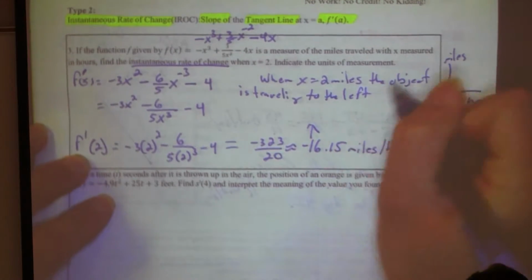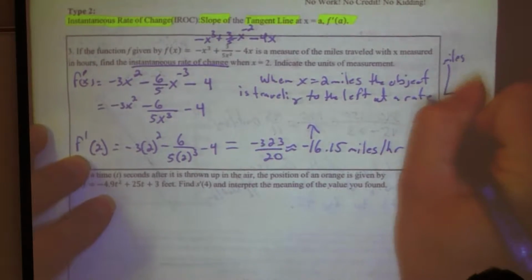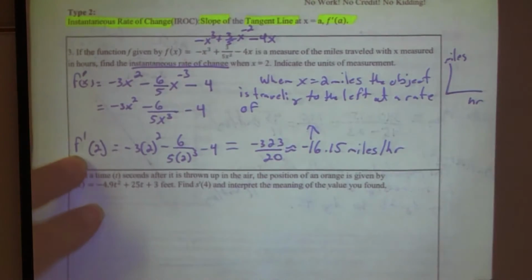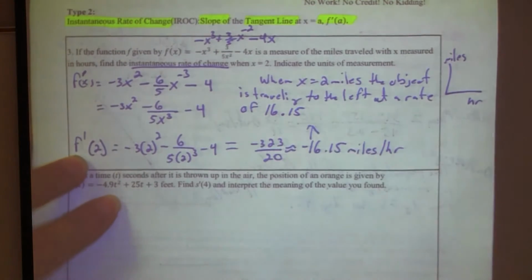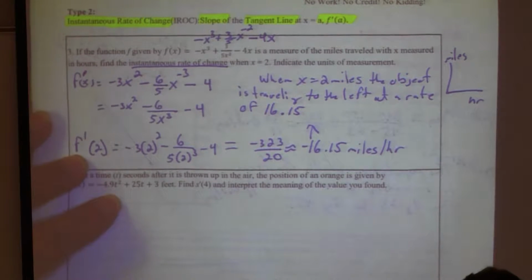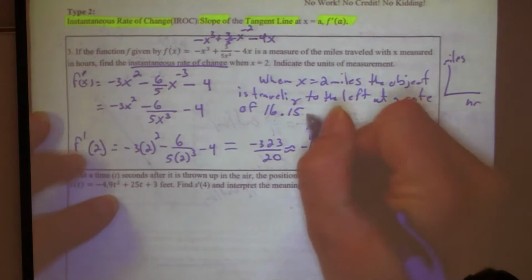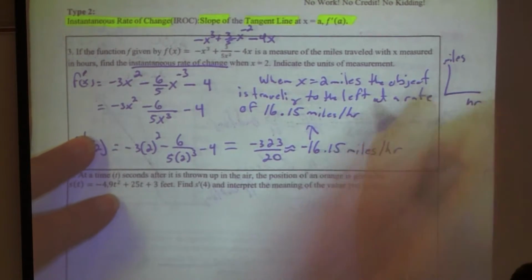To the left, at a rate of what? Do I have to put negative? No, because I already said it was traveling which way? Left. To the left. Would you write negative? No, because then they would mark it wrong. So at a rate of 16.15, what? Miles per hour.